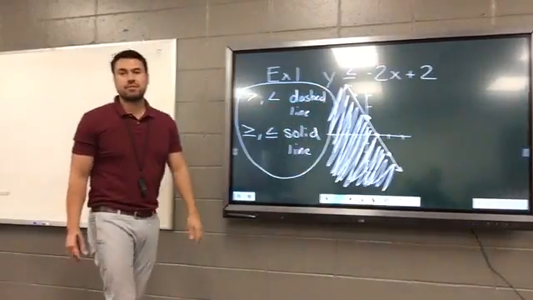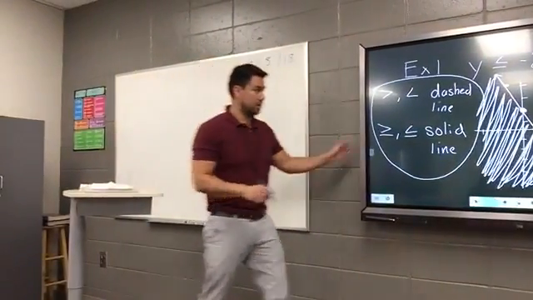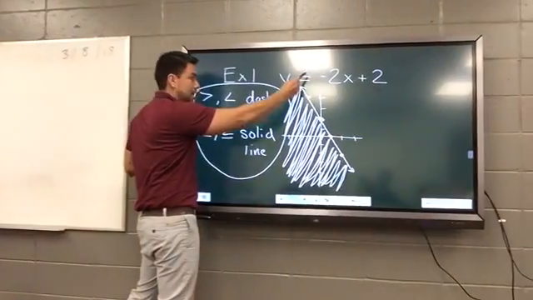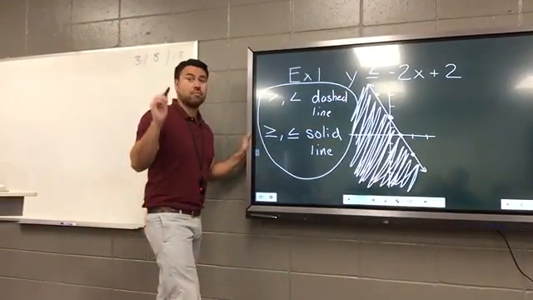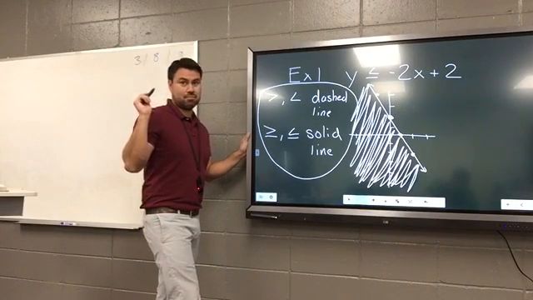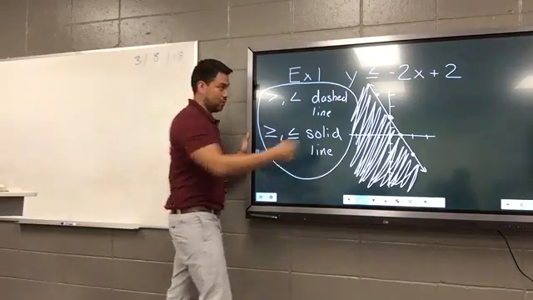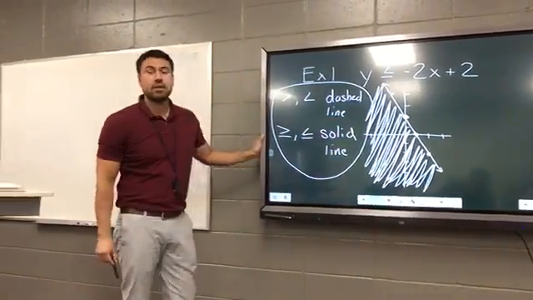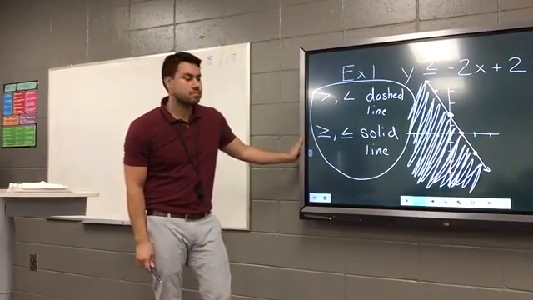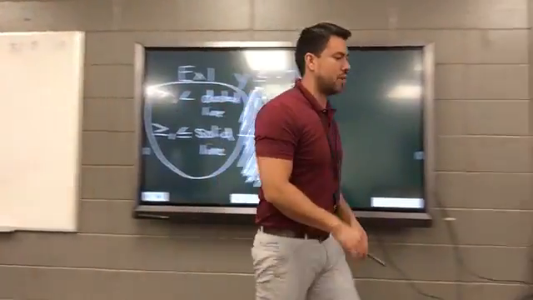Yes, ma'am? I still don't get above and below. Okay, do you get where it says less than? That means what, according to your notes on the last page? Below the line. If it was greater than or equal to, you shade above the line. I know, but I still don't understand if I were to look at it, which is above. Good question.